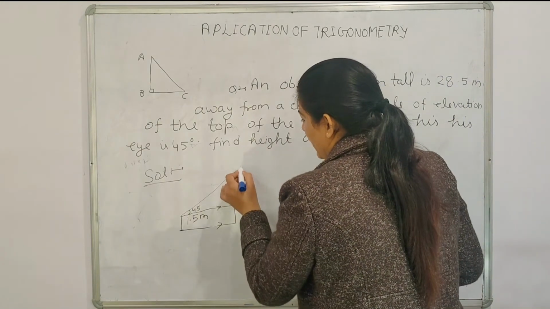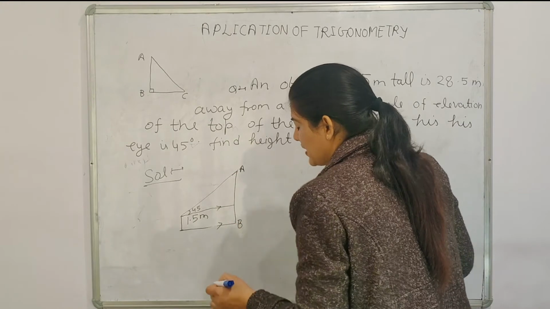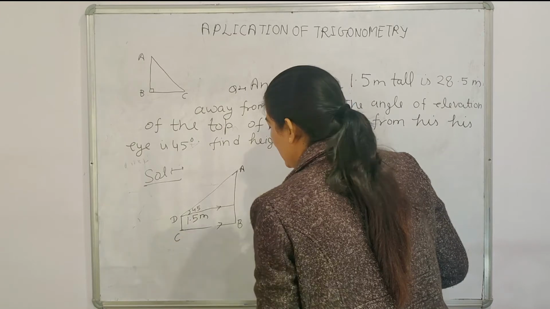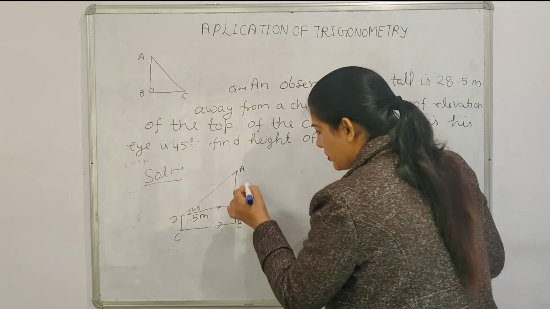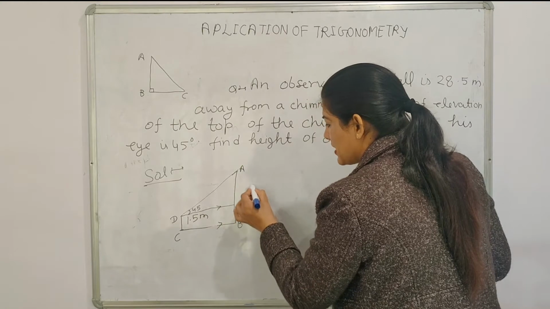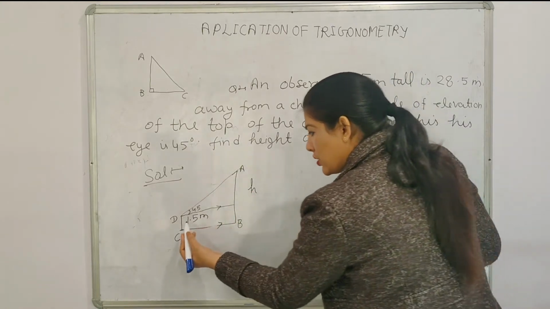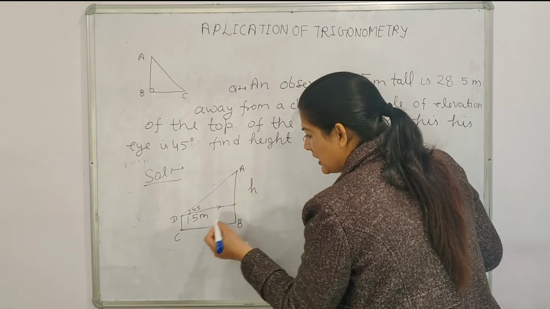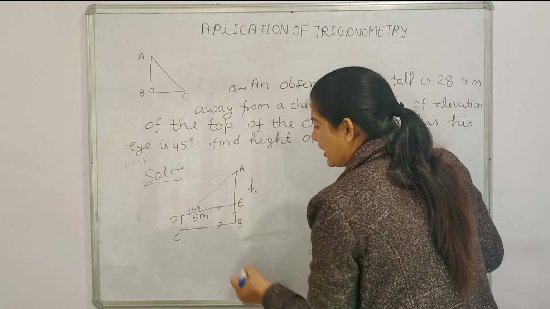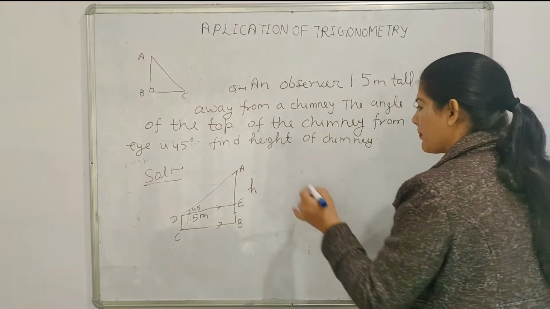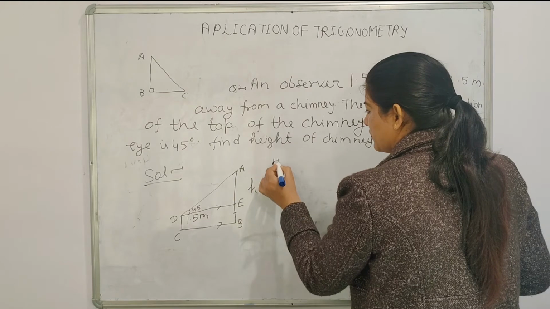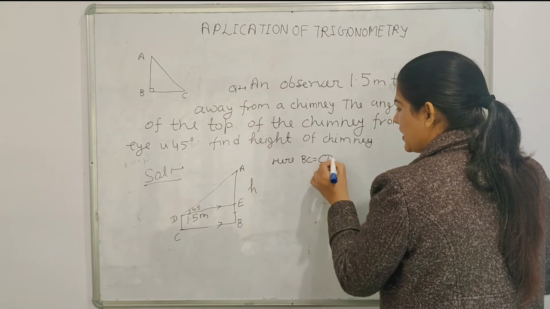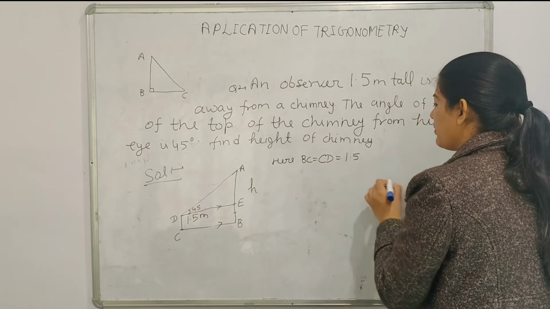So let the height of the chimney be AB, which is what you have to find, and the observer, suppose he is CD. Suppose the height of the chimney is H. The distance from B to this point, suppose this point is E. So BE is equal to CD, which is given, equal to the height of the observer, 1.5 meter.